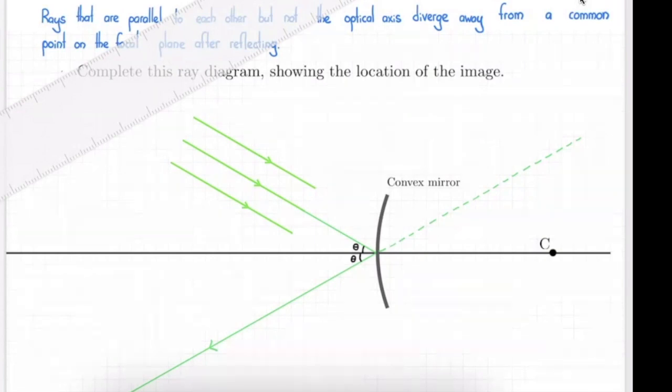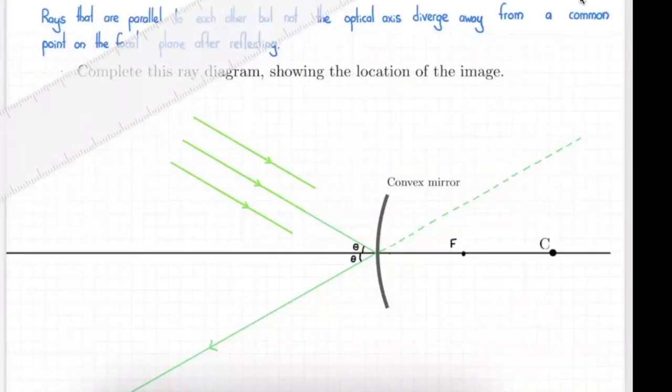Now we know because these three rays are parallel, they're going to be forming an image on the focal plane. To figure out where the focal plane is, well, we need to know where the focal point is. The focal point is going to be halfway between the center of curvature and the vertex. So let's figure out how far away the center of curvature is from the vertex. It's 1, 2, 3, 4, 5, 6, 7, 8, 9, 10, 11, 12, 13, 14 squares away from the vertex. So that means our focal point has to be 7 squares away. So it's going to be right here.